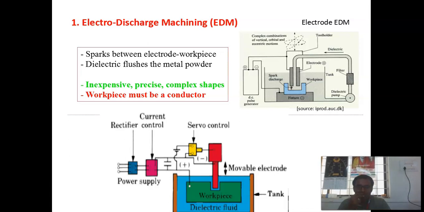Dielectric flushes the metal powder. It is inexpensive and precise, and complex shapes can be produced with the help of the electrical discharge machining process. This is the power supply. This is the current control. This is the servo motor. The servo motor is used to feed the tool. It is a movable electrode. It can be moved leftward or rightward, or upward or downward.